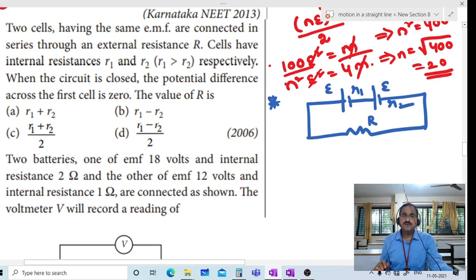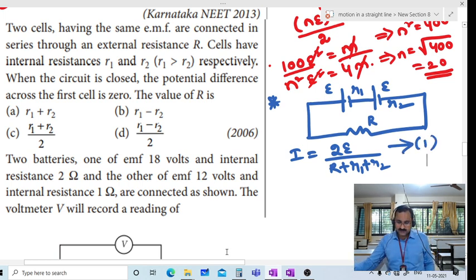When the circuit is closed, the potential difference across the first cell is 0. First we calculate the total current. I is equal to the total EMF. Both are connected in series, so E plus E, that is 2E, divided by the total resistance, R plus R1 plus R2. Equation number 1.